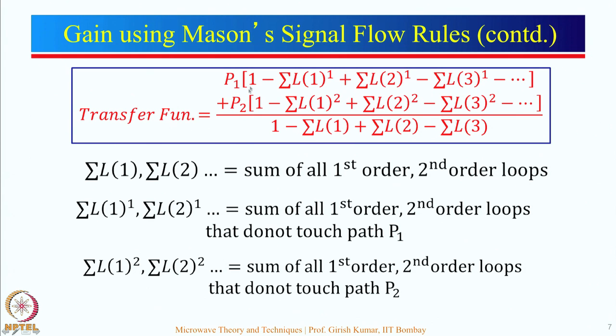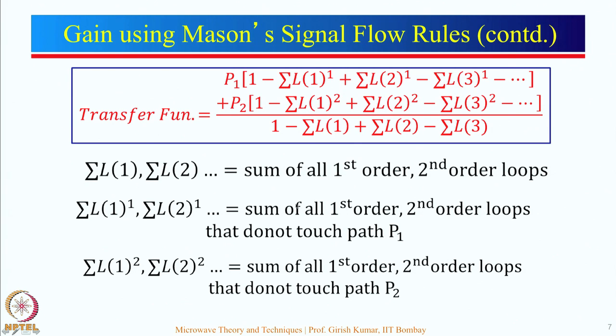Now, here we have in the numerator a P1. This is the gain of path number 1. This is the gain of path number 2. And what are these terms here? These are the different loops which do not touch path 1. And these are the loops which do not touch path P2.